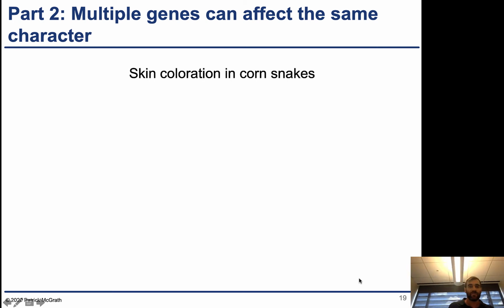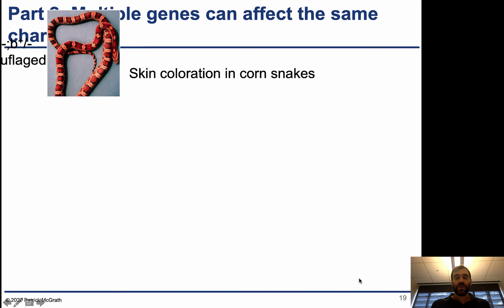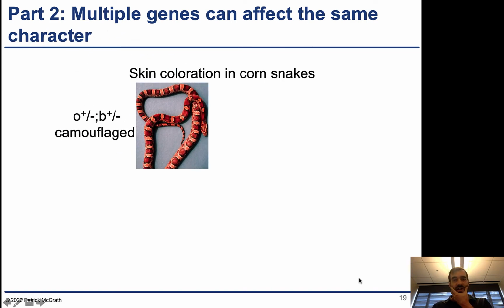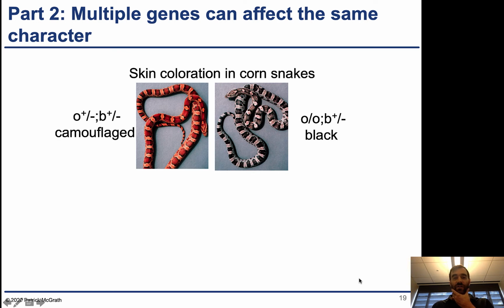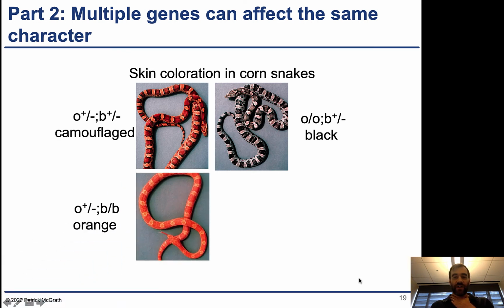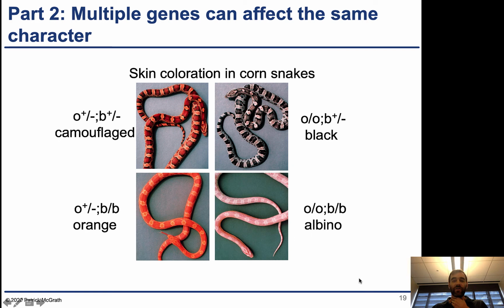Okay, now we're going to move on to multi-gene traits. In this situation, we're going to deal with the situation where multiple genes can affect the same character. To start out, we're going to talk about skin coloration in corn snakes. Corn snakes can have 4 colors: camouflaged, black, orange, and albino.